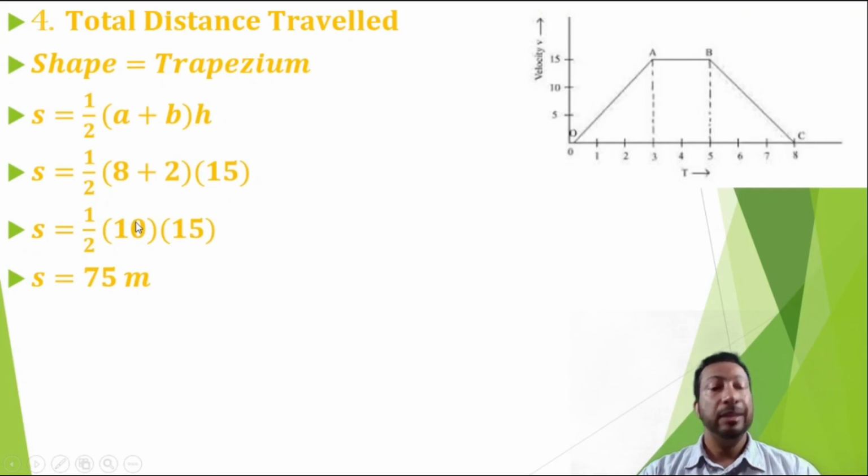So 8 plus 2 gives us 10. A half of 10 is 5. 5 times 15 gives us 75 meters. No matter which way you slice it up, dice it up, or do it as a whole, you should still get the same correct answer.